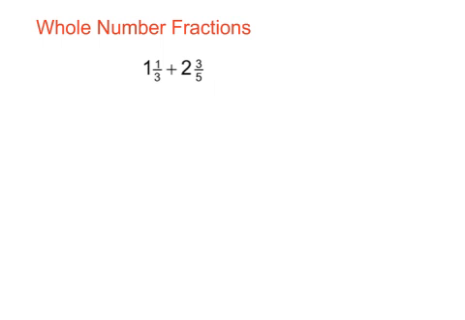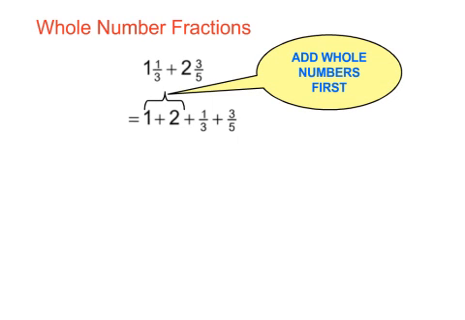Let's add whole number fractions, or mixed fractions, 1 1/3 plus 2 3/5. The first job is to separate out the whole numbers from the fractions. So we now have 1 plus 2, and the fractions are 1/3 plus 3/5. So the whole numbers must be added up, and the fractions must be added up.